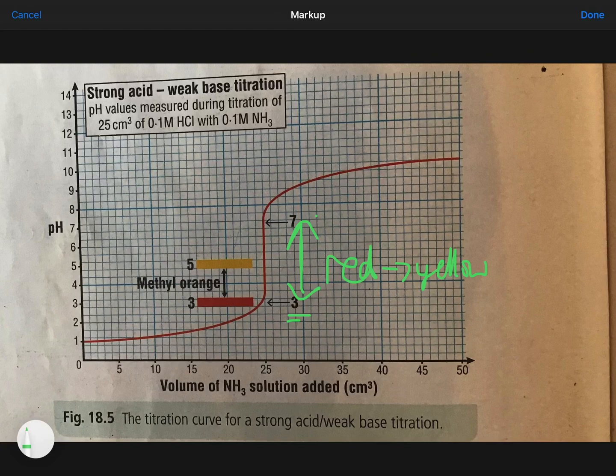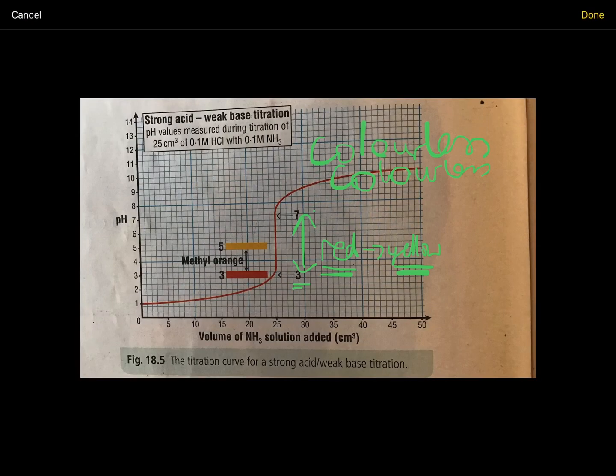What about phenolphthalein? Would phenolphthalein be suitable? Well, below 3, phenolphthalein is colourless, okay? So phenolphthalein is colourless at 3. And at 7, phenolphthalein is also colourless. So would phenolphthalein be suitable as an indicator? No, it won't, because it's not clearly changing colour and telling us where the endpoint occurs, okay? So we need an indicator that changes colour within that sudden jump in pH, okay? And methyl orange will do that for us. Methyl orange is red at 3 and methyl orange is yellow at 7. Okay, phenolphthalein is not suitable there.